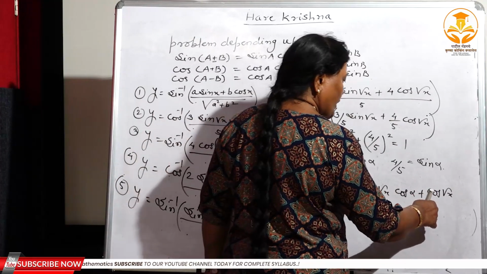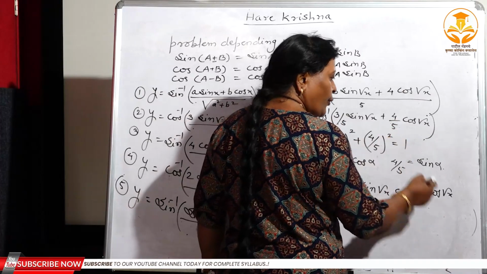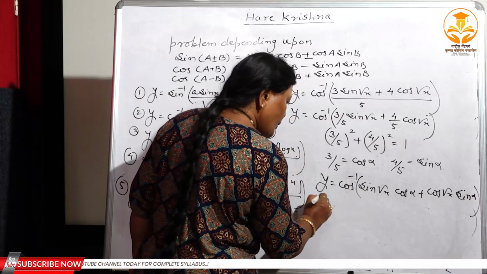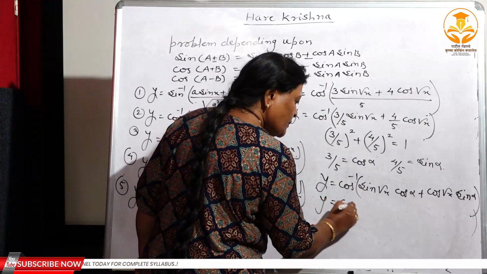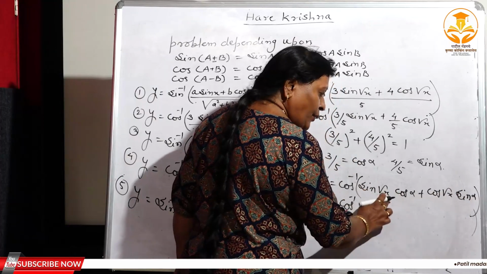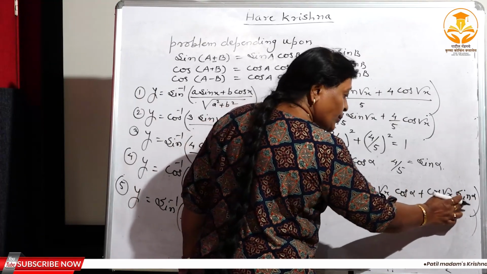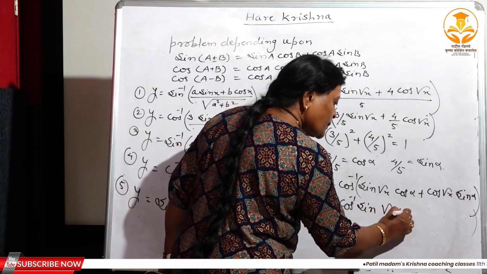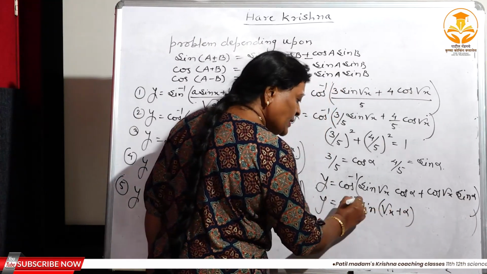Cos root x, and here again 4 by 5, that is nothing but sin alpha. Again here you have got cos inverse. This is a, this is b. Again this is a, this is b. Sin root x cos alpha plus cos root x sin alpha. This is the formula of sin of a plus b, root x plus alpha, isn't it?